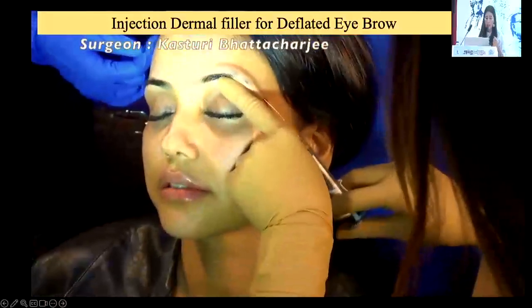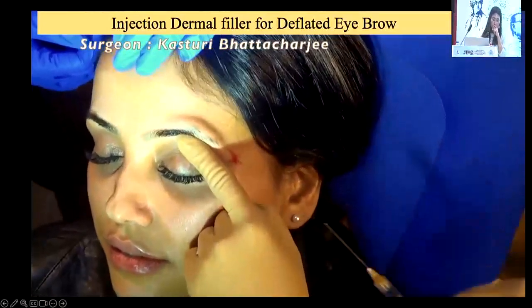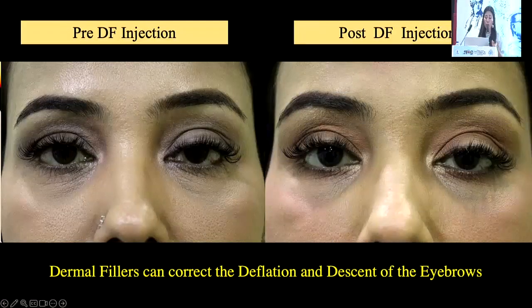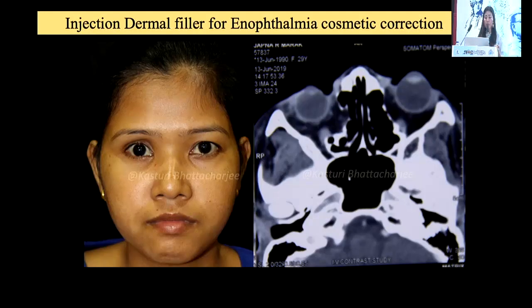And then this is how she came, and this is on the table. You can see even the shape looks so beautiful following the dermal procedure. This is something challenging that I like to show.